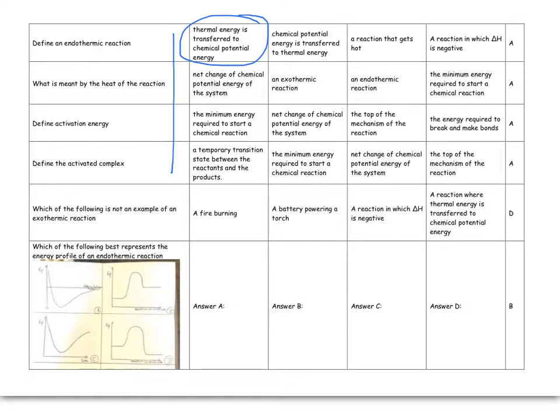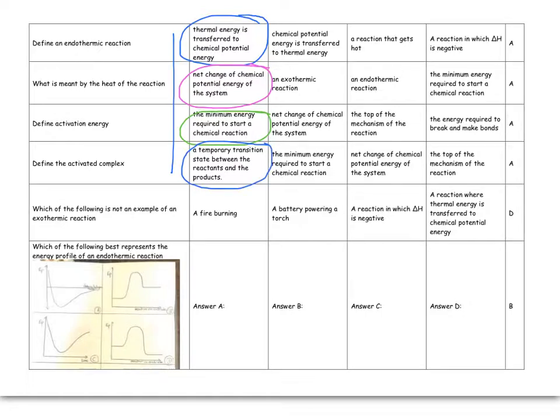What is meant by the heat of the reaction? It is the net change of chemical potential energy of the system. What is activation energy? The minimum energy required to start the reaction. What is an activated complex? A temporary transition state between reactants and products.